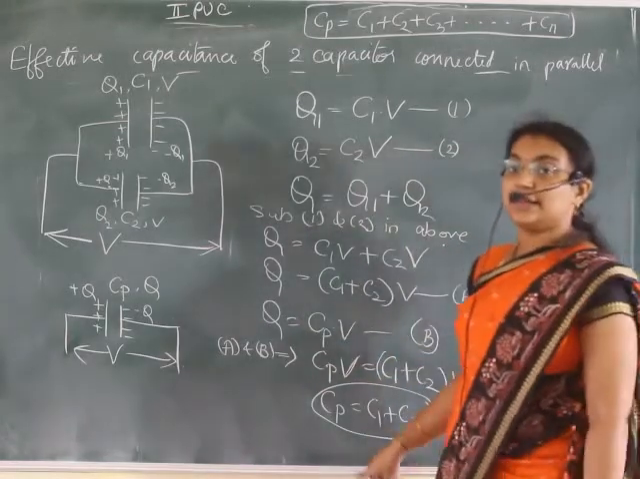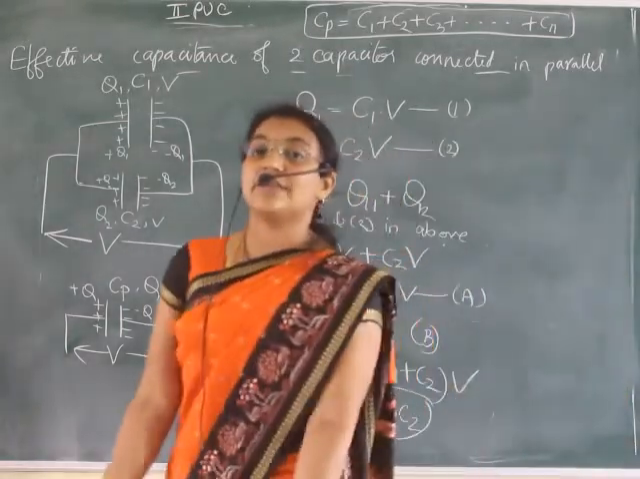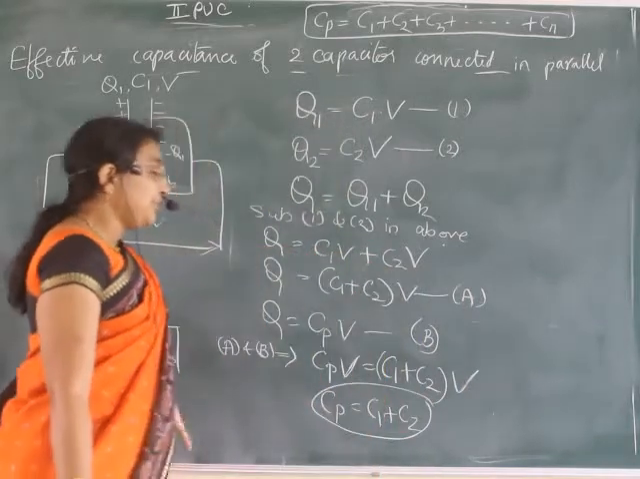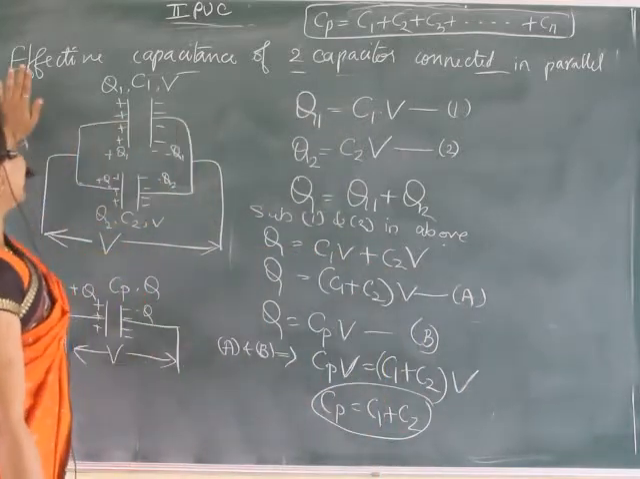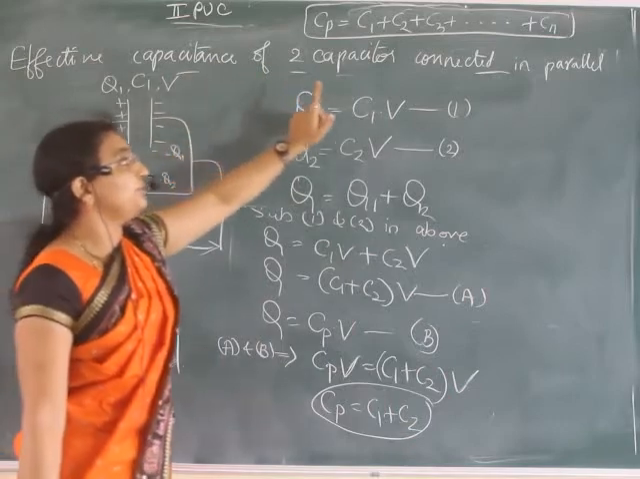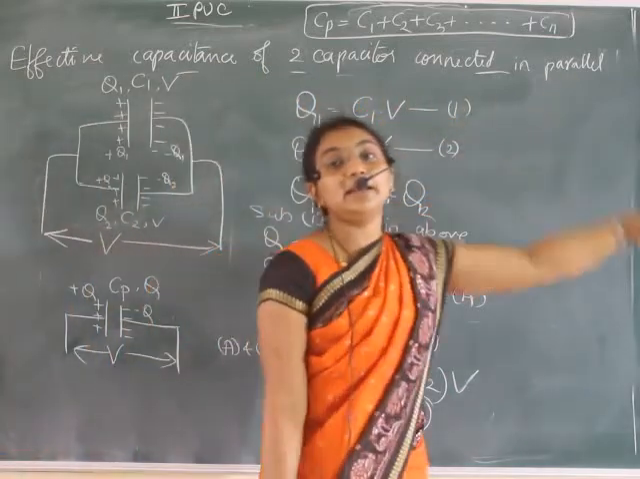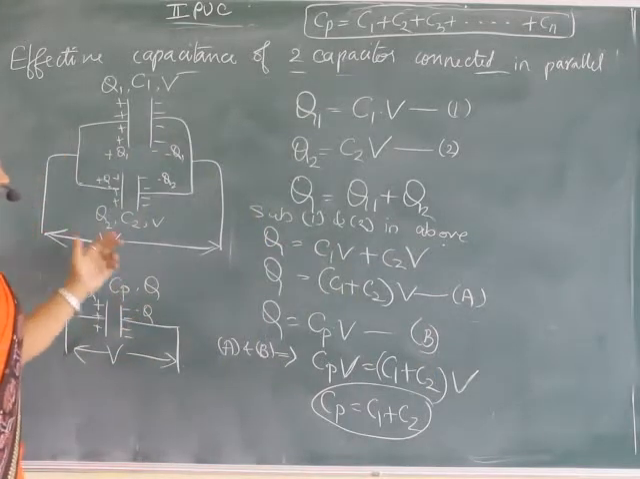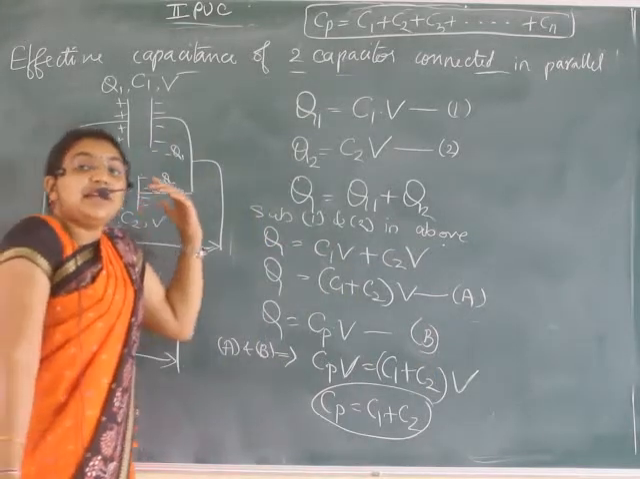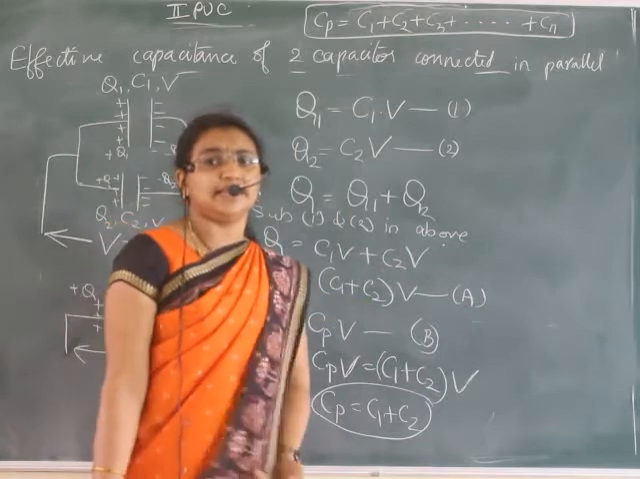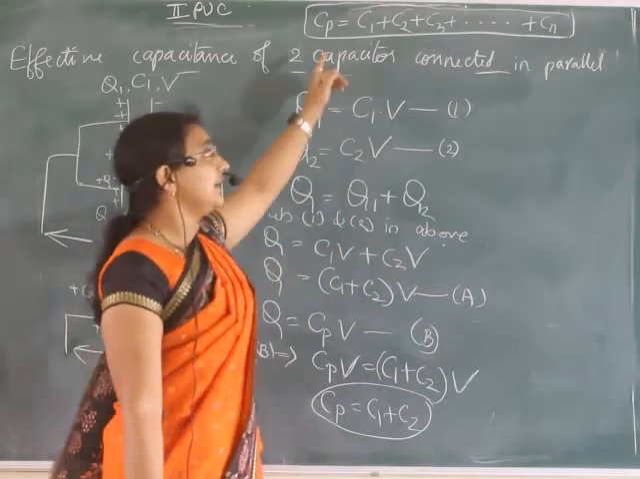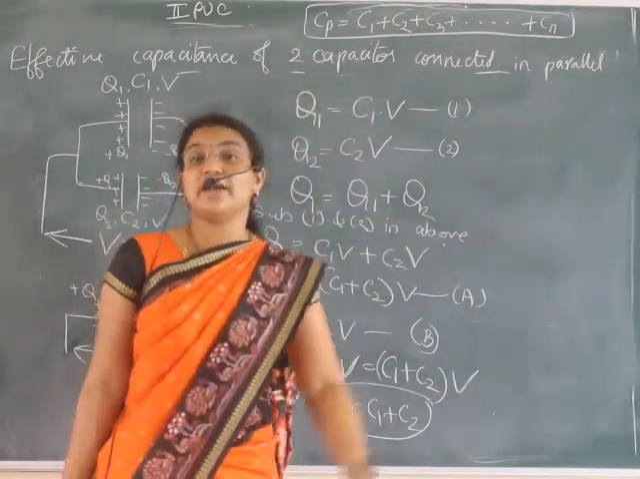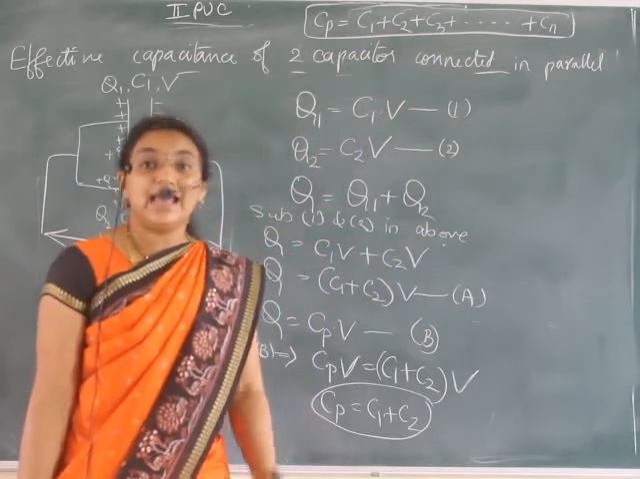V gets cancelled. The remaining is Cp is equal to C1 plus C2. This is nothing but the effective capacitance of two capacitors connected in parallel. If instead of two capacitors, there are n number of capacitors connected, then we can write Cp is equal to C1 plus C2 plus C3, etc.